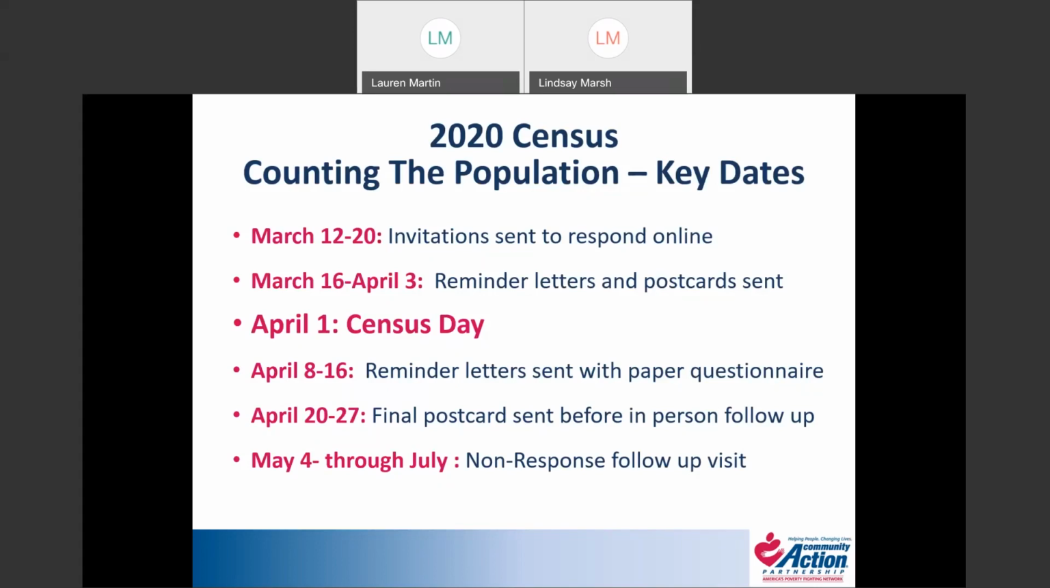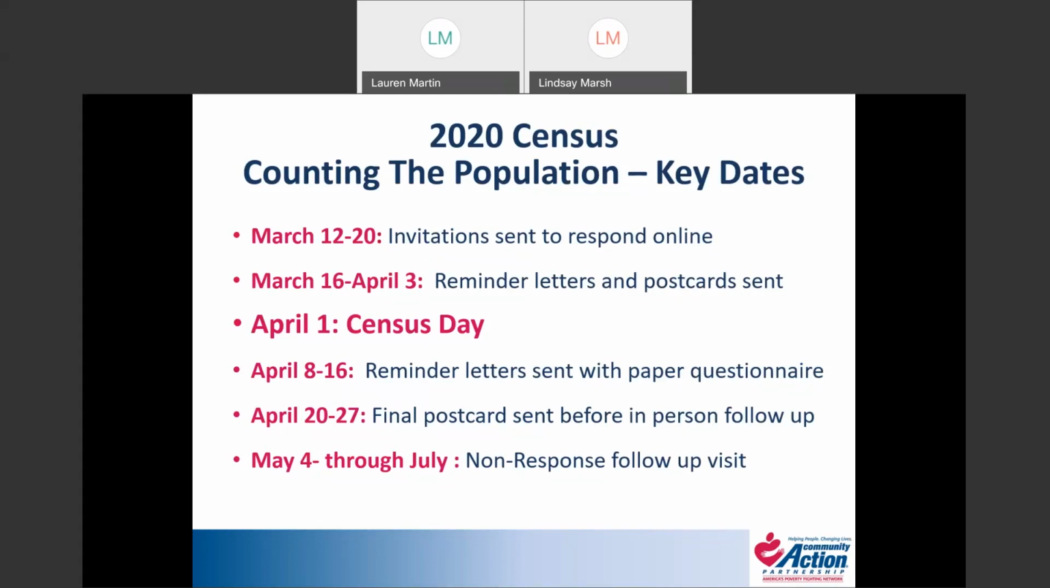So I've mentioned that March 12th timeline. Initial invitations hit mailboxes across the country between March 12th and March 20th. Reminder postcards are sent to folks in waves between March 16th and April 3rd. Starting April 8th through April 16th, households that have not yet responded will be sent a paper form. For the most part, this is the only time paper forms will be sent. There are some exceptions depending on the locale. Some places will receive paper forms up front, but for the most part, this is the schedule.